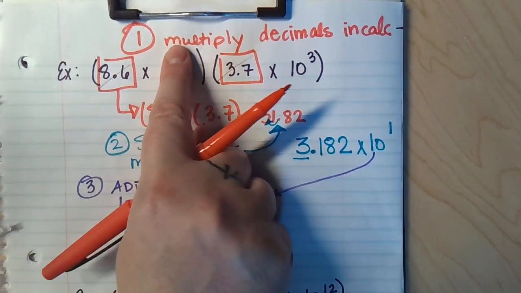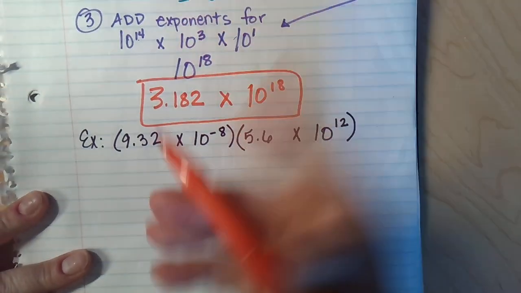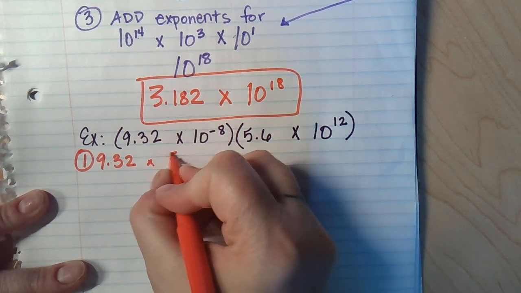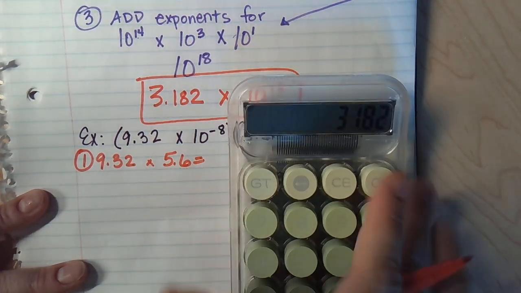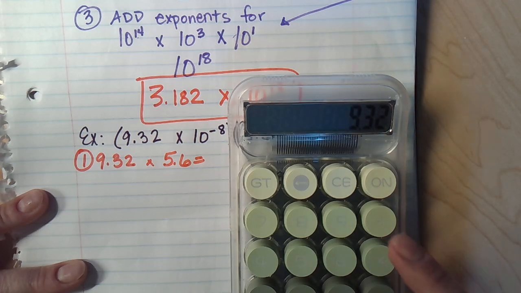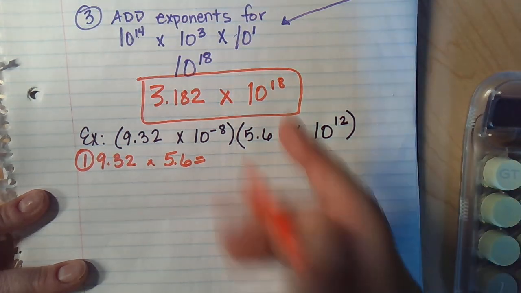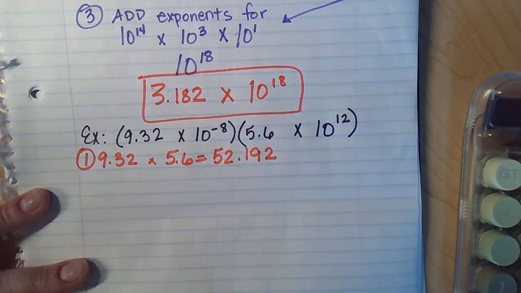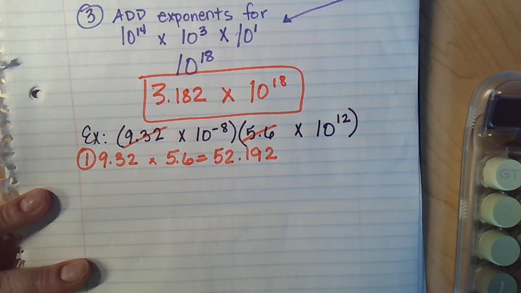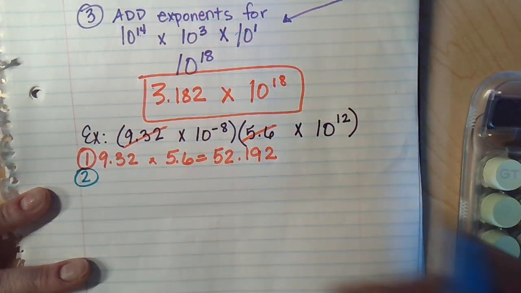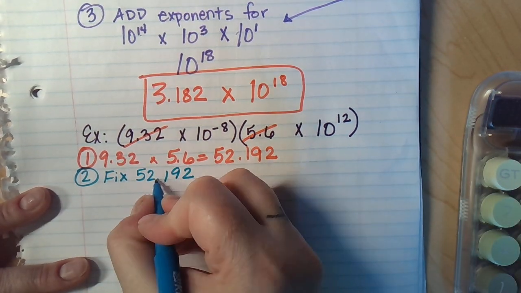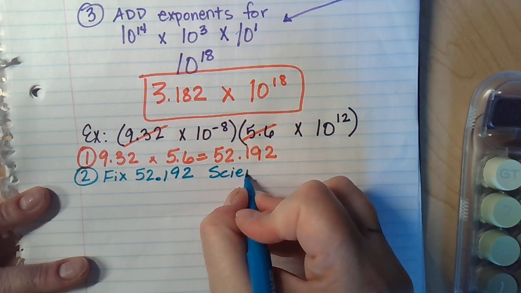first, you're going to multiply the decimals in your calculator. Okay, 9.32 times 5.6 equals 52.192. Okay, good. So we just took care of these decimals. We multiplied them. Huzzah! The second step is to fix the 52.192 using scientific notation.